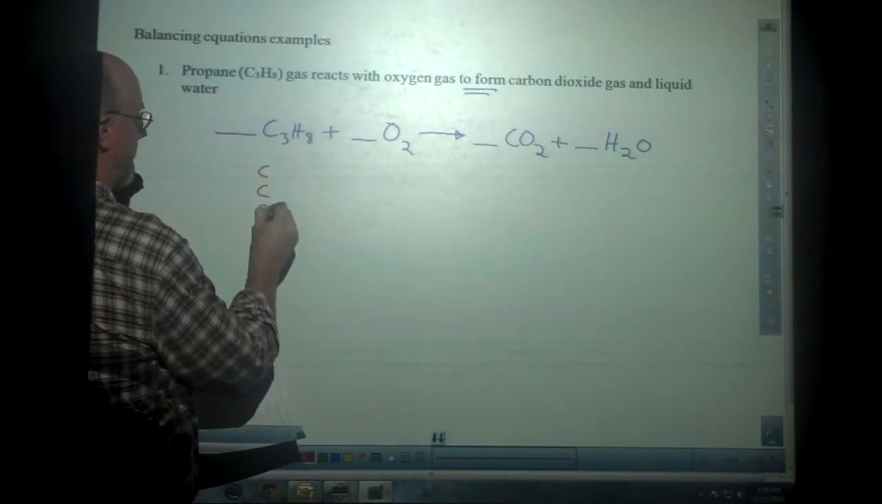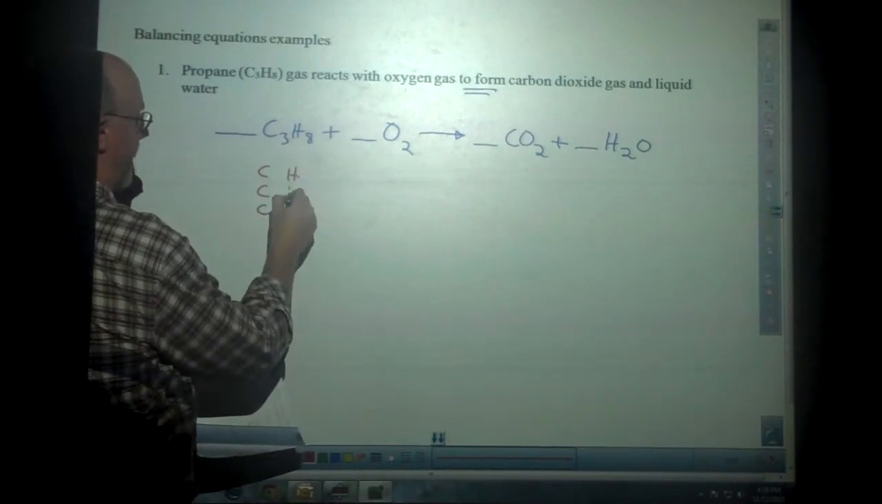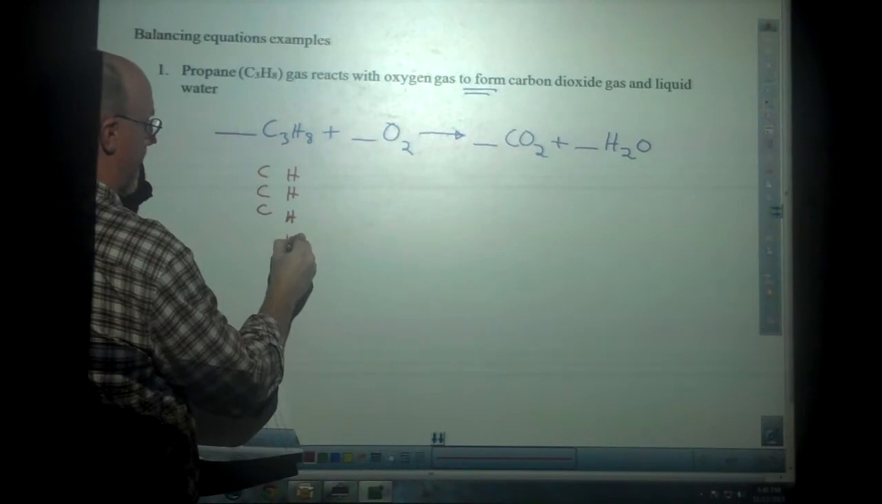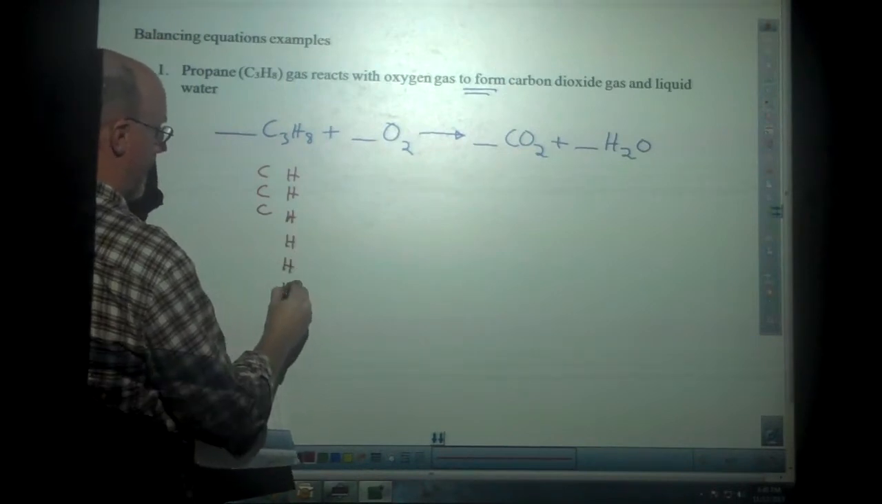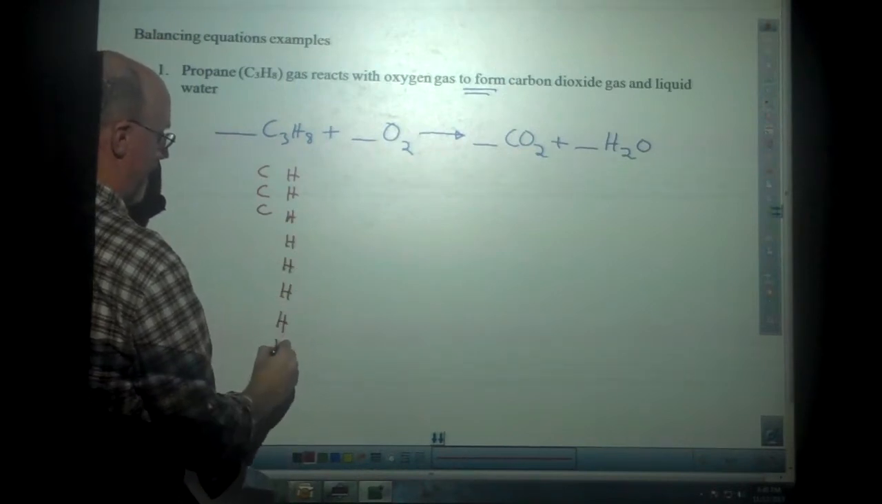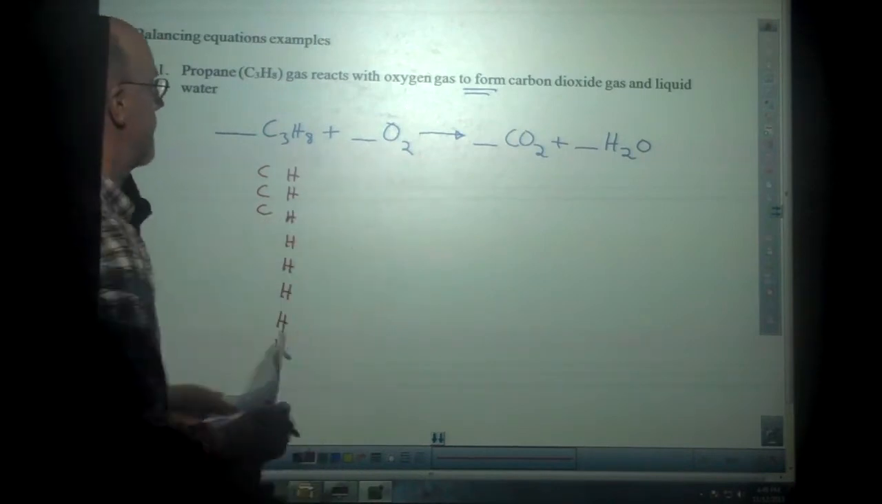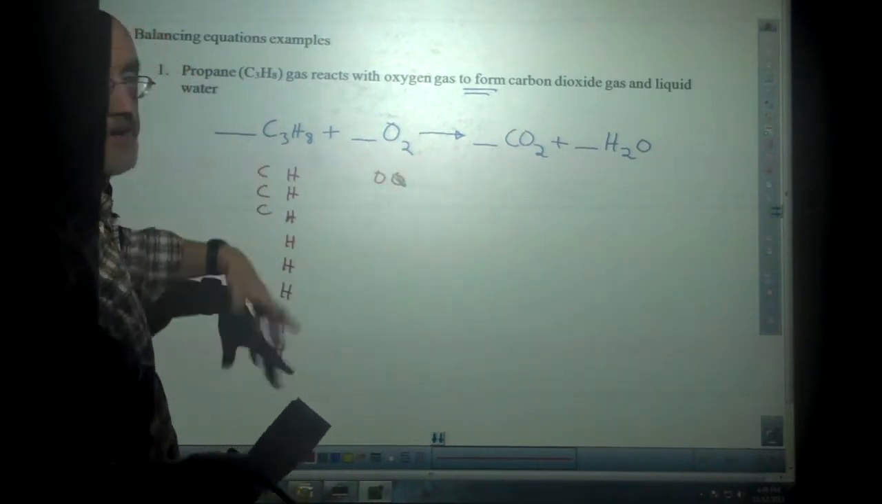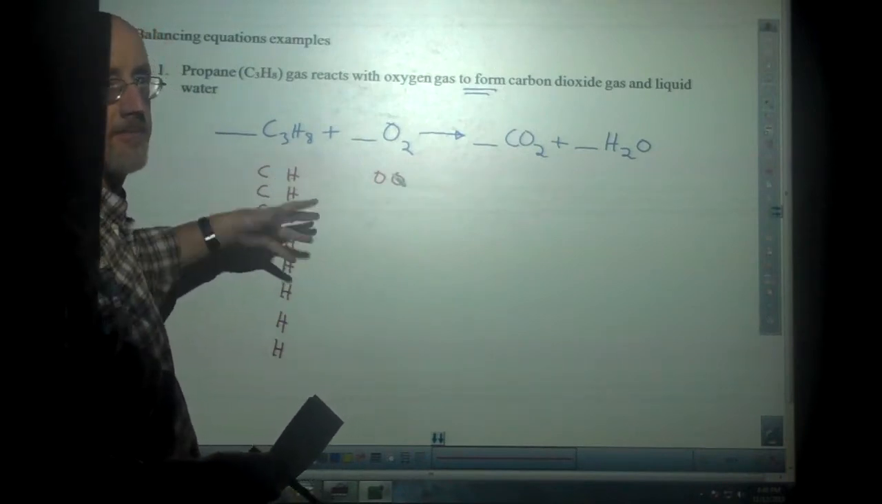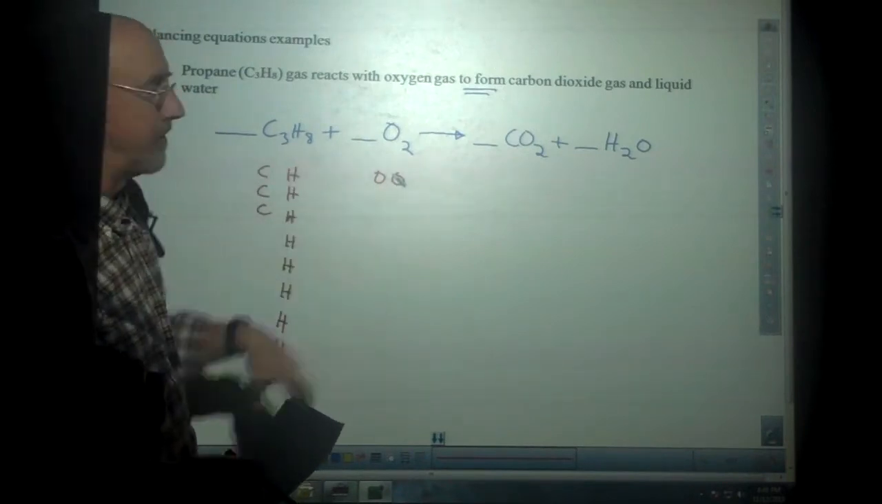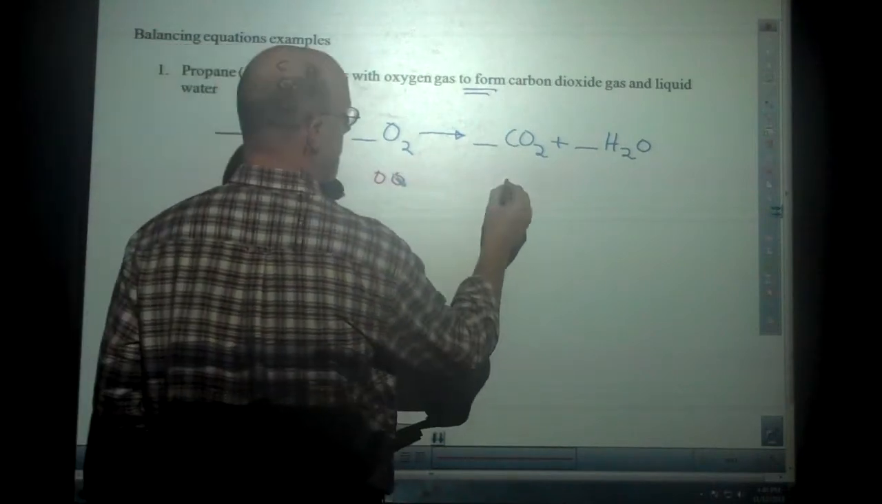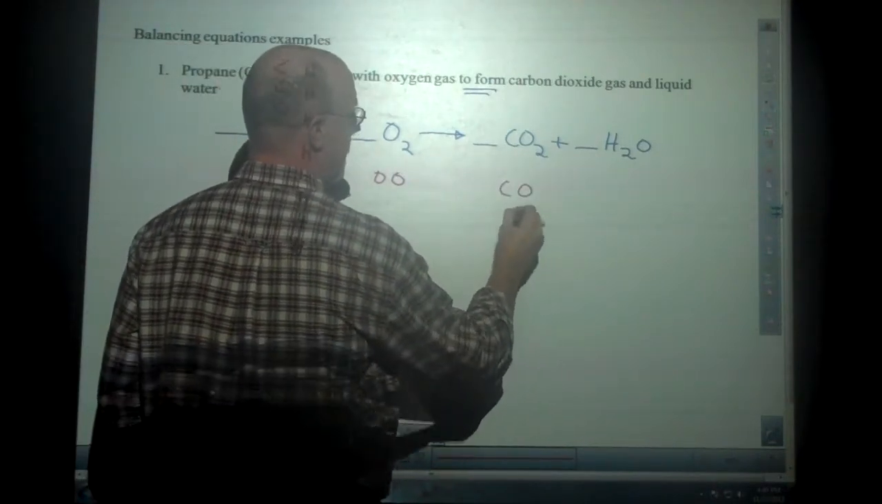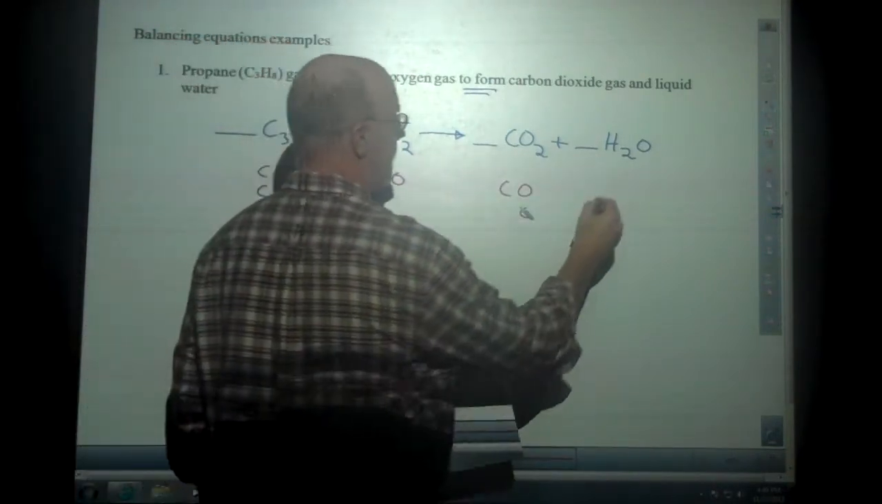So what we have here is C3. So we got 3 carbons and 8 hydrogens. 1, 2, 3, 4, 5, 6, 7, 8. 2 oxygens. Now I wrote the C3H8, I wrote the carbons and the hydrogens up and down just to save a little space. So you can do it either way. I put the oxygens next to each other, that's fine. Form CO2. I'm going to go up and down just to save a little space. And H2O.